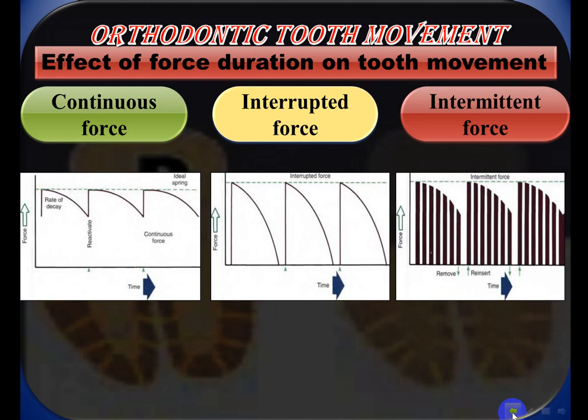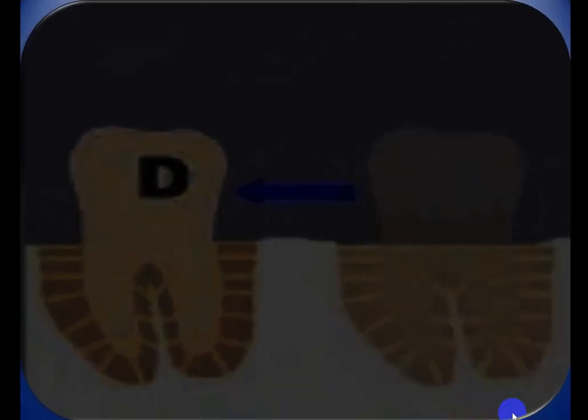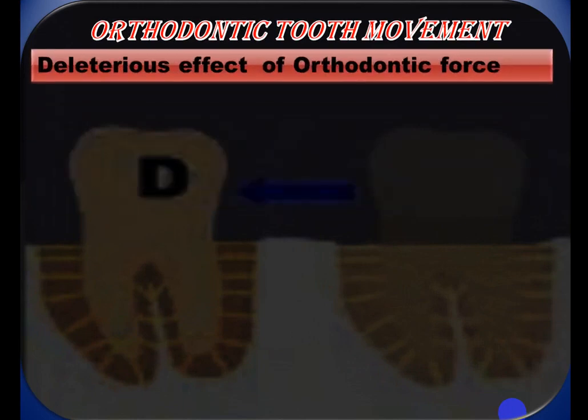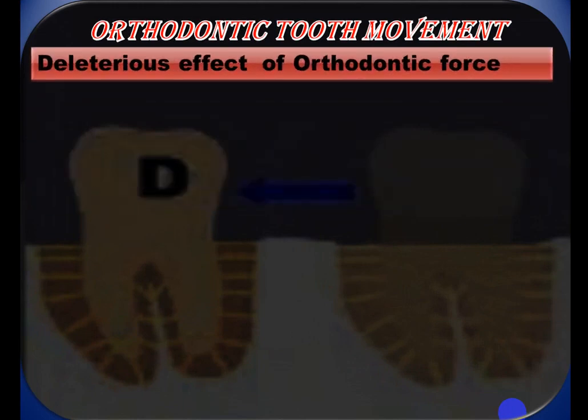So I hope it's clear what I mean by each one of these types of forces. Now, the last topic is about the deleterious effect of orthodontic force. Now, the question is: does orthodontic force have any deleterious effect on the tooth and its supporting structure? Yes or no? If the answer is yes, is this deleterious effect transient or permanent?